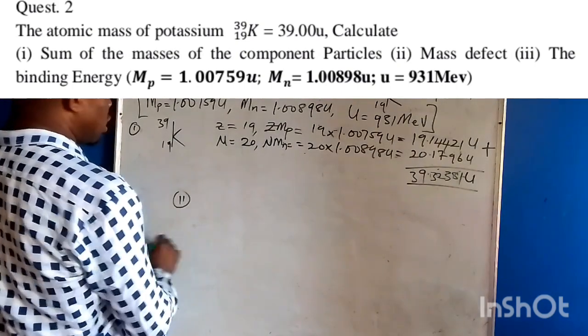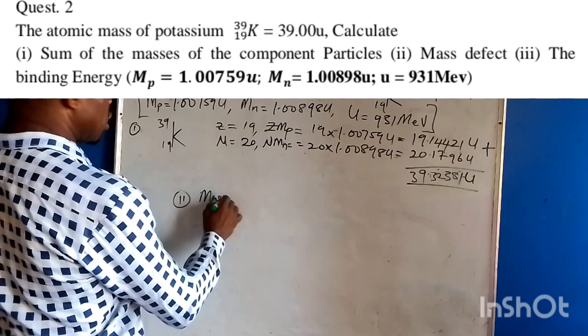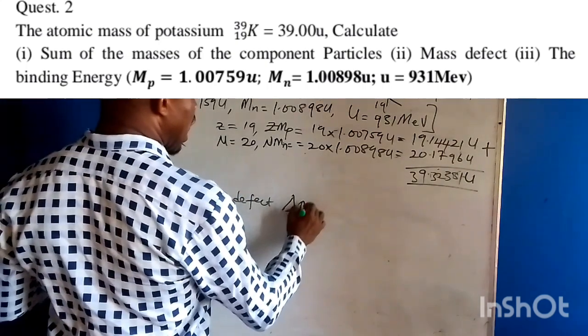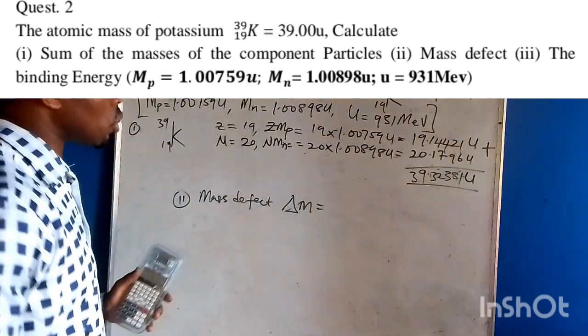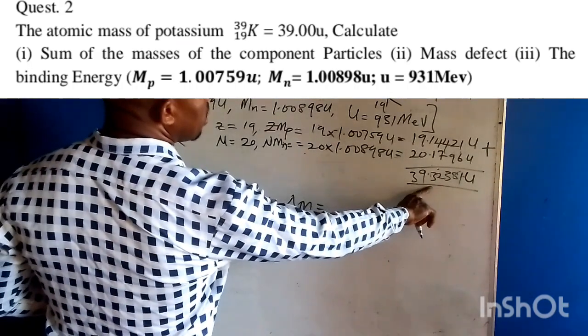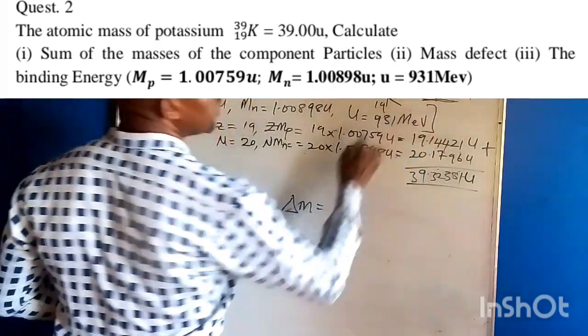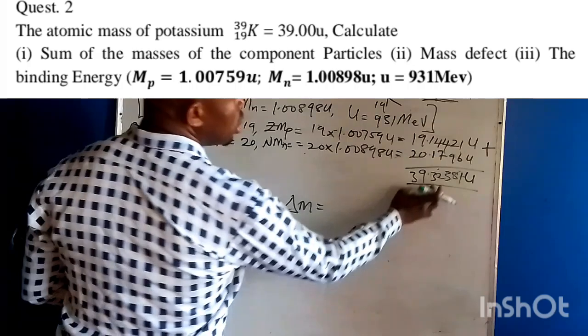Mass defect, which is the mass difference. Delta M is equal to the mass of individual particles minus the mass of the nucleus. So this is the mass of the nucleus.